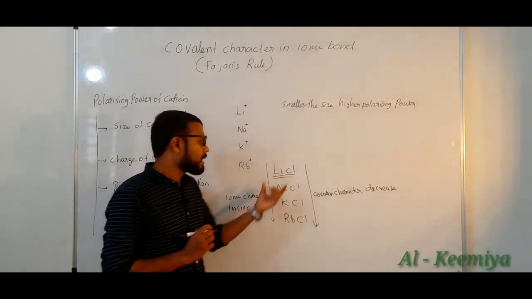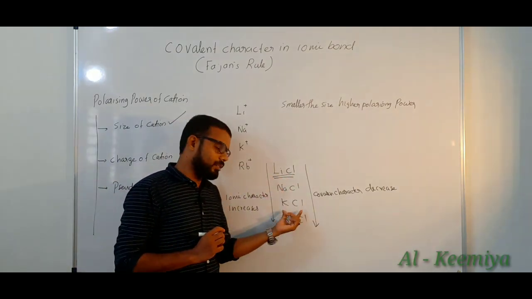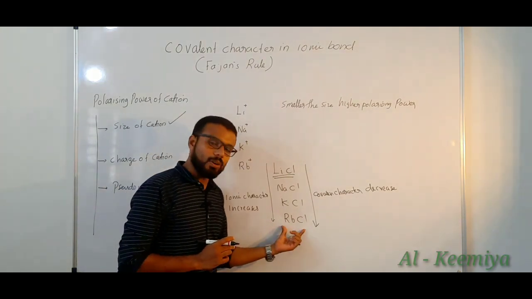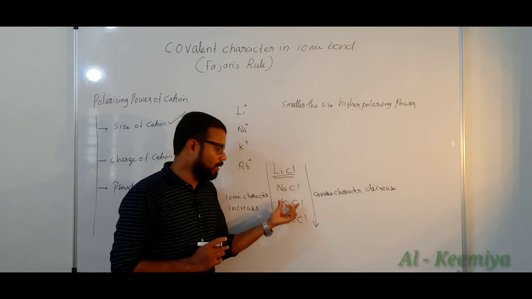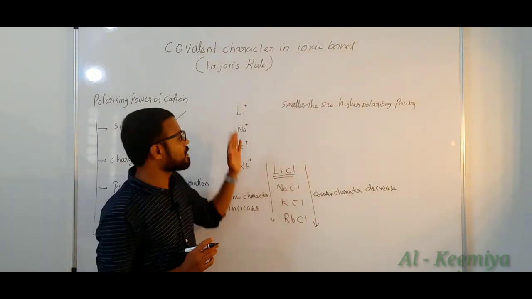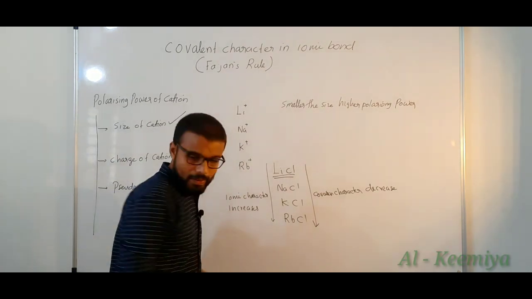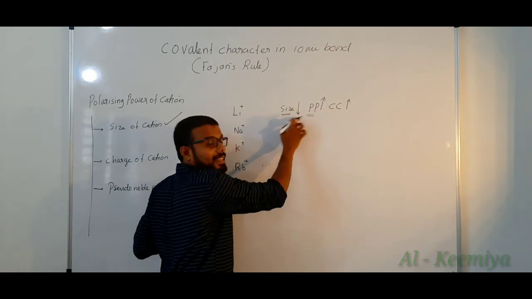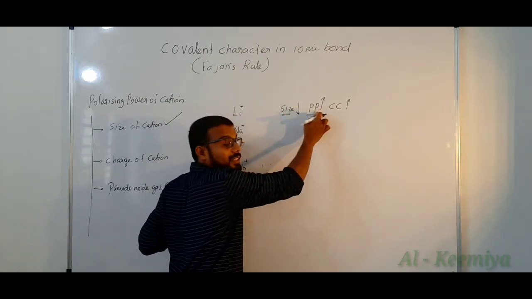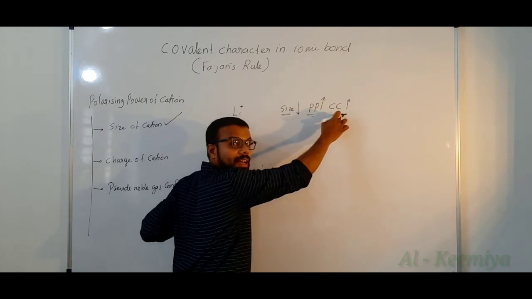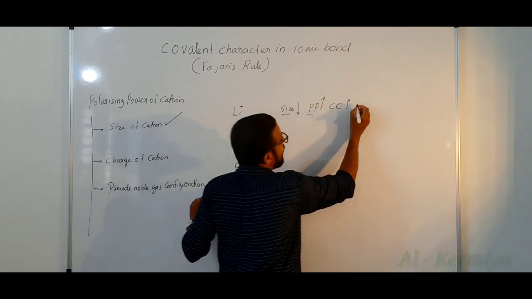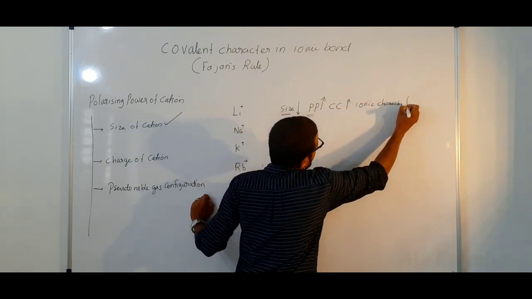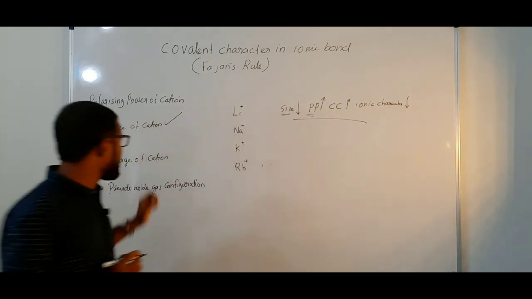So which is more covalent? This one is more covalent than sodium chloride, than potassium chloride, than rubidium chloride. Which has higher ionic character? Rubidium chloride has higher ionic character than potassium chloride, than sodium chloride, than lithium chloride. So we can say that as size decreases, polarizing power increases, covalent character increases, ionic character decreases. This is the first factor.